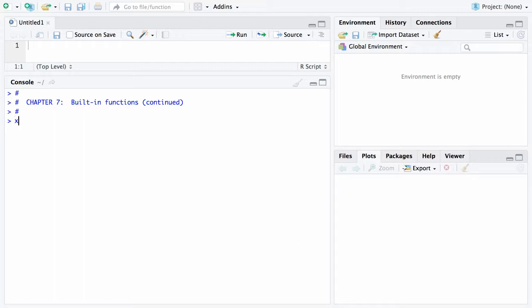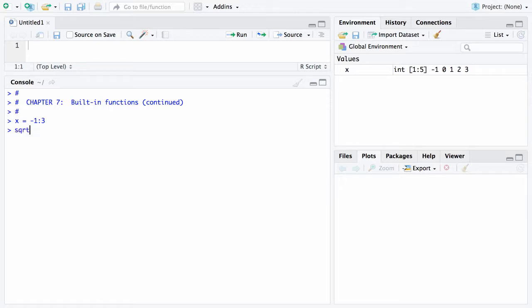Let me start out by setting a vector x to the integers from -1 up to 3. So once again, you can see in the upper right-hand window that x has been set and -1 through 3 are being placed into x.